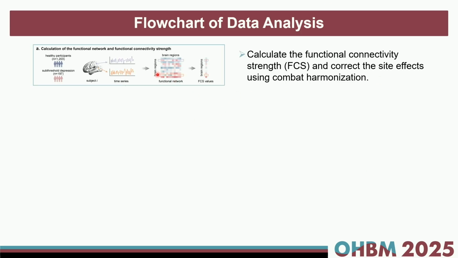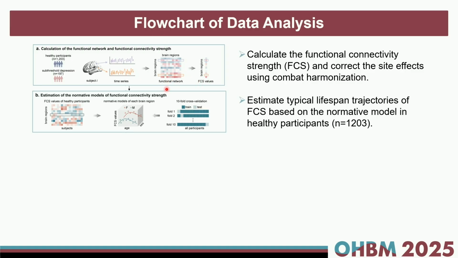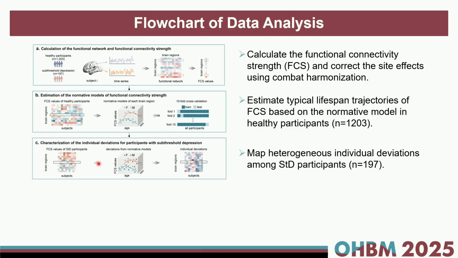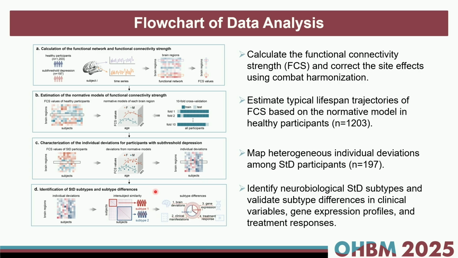first calculated the functional connectivity strengths, FCS, for each brain region, and the site effects were corrected using ComBat. Then, based on these FCS values, we estimated typical lifespan trajectories of FCS based on the normative model in healthy participants. Then, for each STD participant, the FCS value of each brain region was positioned on the normative model to estimate their individual deviations. Finally, based on the individual deviation patterns, we identified neurobiological STD subtypes and validated subtype differences.